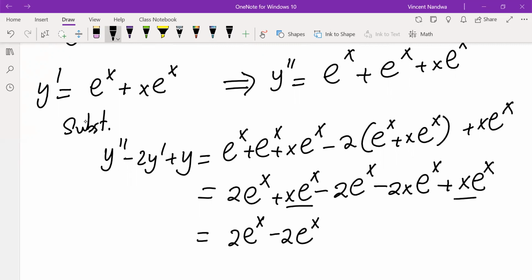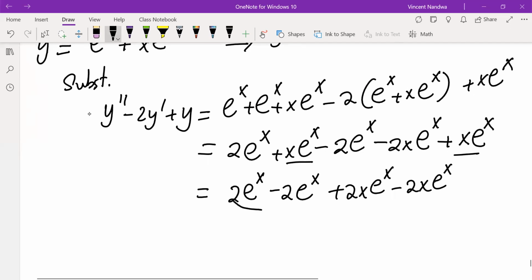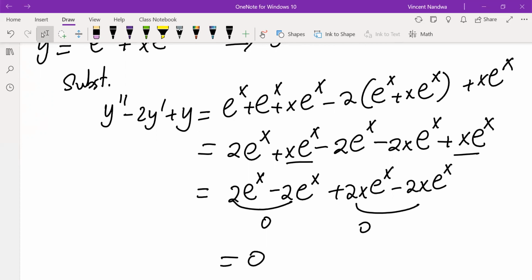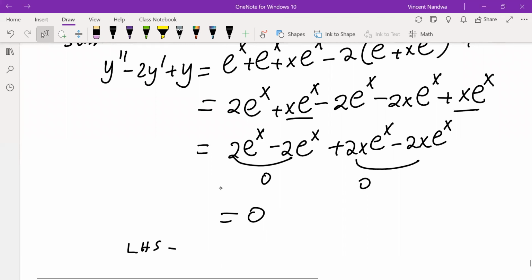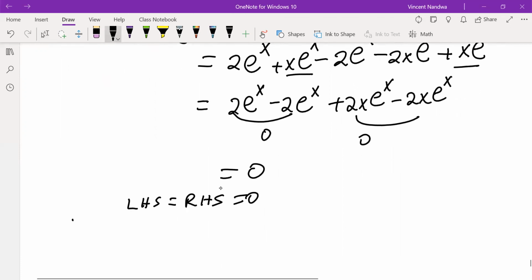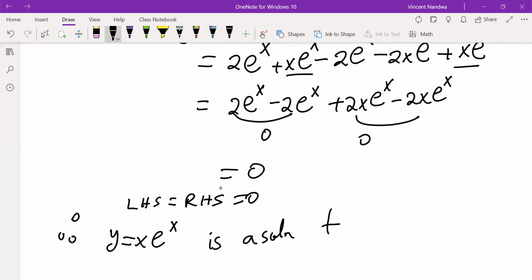Now this plus this gives us 2xe^x and then minus 2xe^x. Clearly you see that this is 0, so this ends up to be 0. So left-hand side equals right-hand side equals 0, and therefore y = xe^x is a solution to this differential equation.